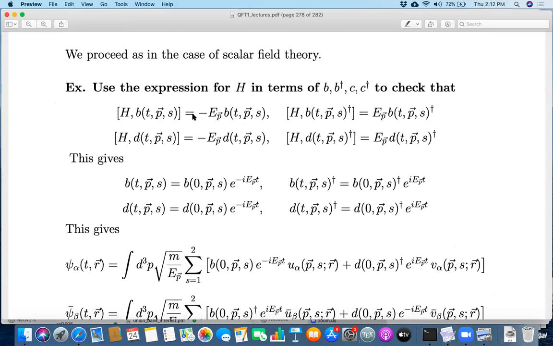So using this and the Heisenberg equation, we can solve for the time dependence of b. So b at time t is given by b at time 0 times e^(-iE_p t). b† is of course complex conjugated, so it becomes e^(+iE_p t). Similarly, d at t is d(0) times e^(-iE_p t), and d† at t is d† at 0 times e^(iE_p t).